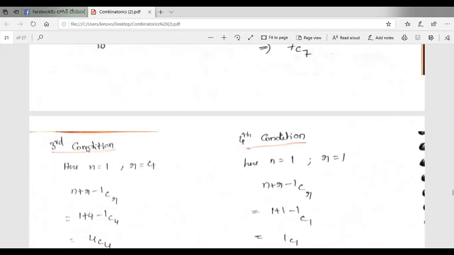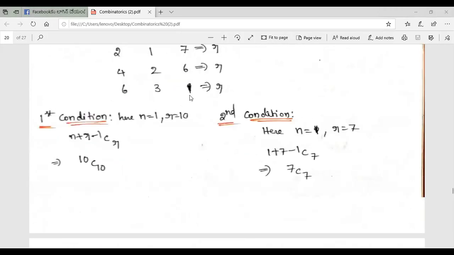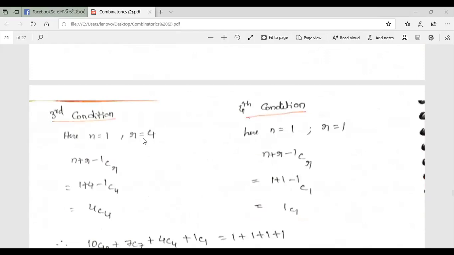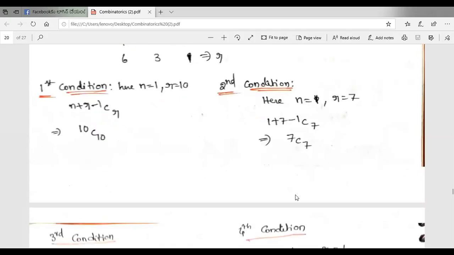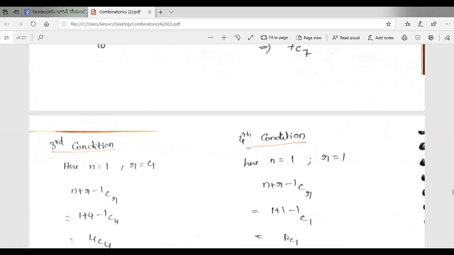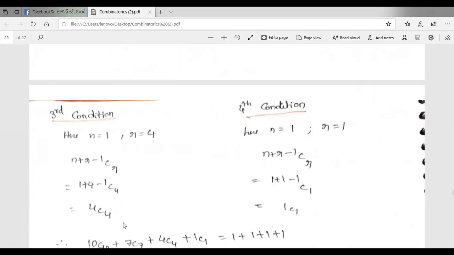Next, third condition. So here also n selected from blue and R is equal to 4. So we substitute these values in combination with repetition. We get 4C4. So fourth condition also n is equal to 1 and blue combination is 1 from R. So R is equal to 1. So 1 plus 1 minus 1, 1C1. So the total combinations are 10C10 plus 7C7 plus 4C4 plus 1C1.